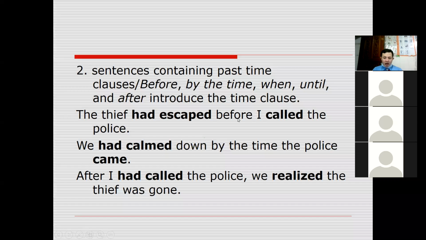As you can see here, the word before I call, right? Not before I had called. So before here is used with past simple. But look at the sentence here. It contains the past perfect as well. You see? That's why I said when you see all these words, it contains the past perfect. So we have some forms with these words to help you remember them.